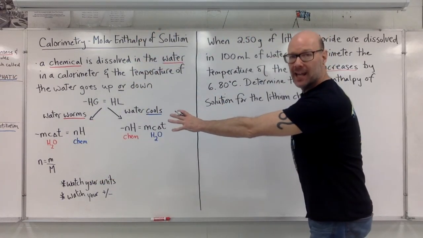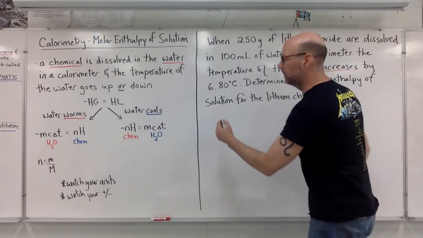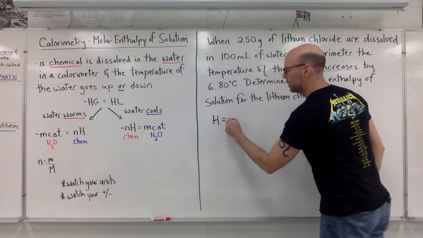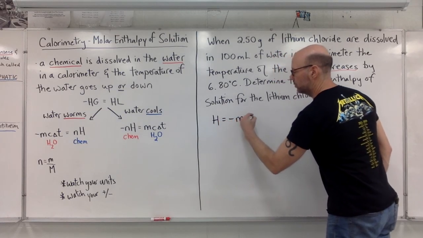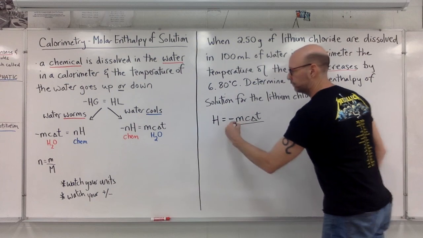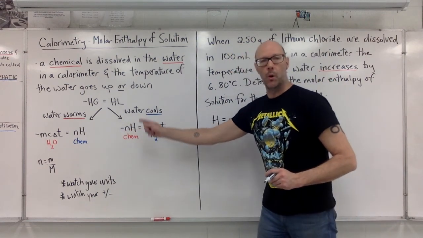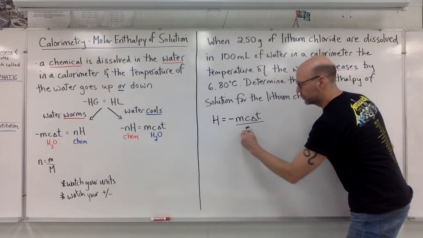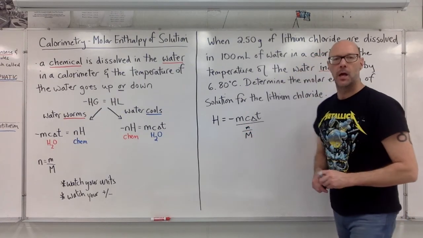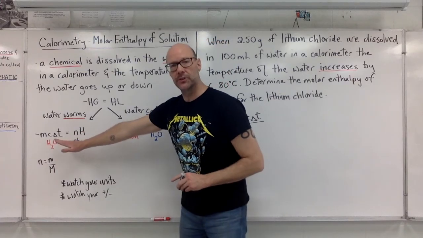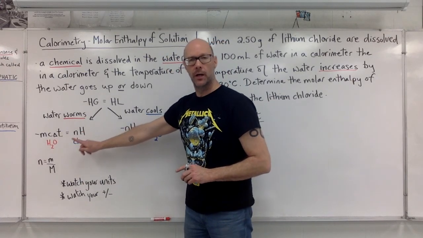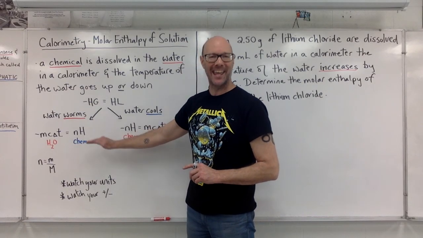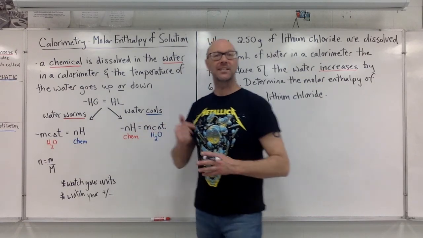So I'm going to take that calculation over there and manipulate it. We're going to have ΔH equals negative mcΔT divided by the moles, but I'm going to put mass over molar mass. Where the mcΔT is all about the water. The moles, the mass over the molar mass, was the chemical. Okay? So let's get to substituting.